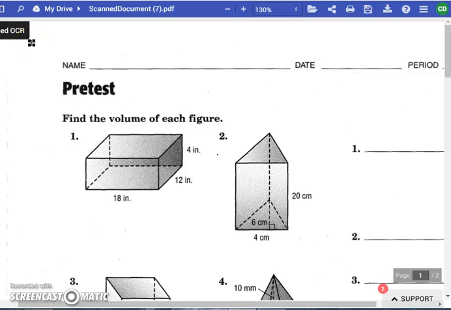Hey guys, today we're going to take a look at Chapter 8. When you look at Chapter 8, there are quite a few formulas that you're going to have to utilize. So right off the bat, when you think of volume, think about capacity, the amount of matter inside an object, okay? And right off the bat, I want you to remember the formula length times width times height. This is going to equal volume.